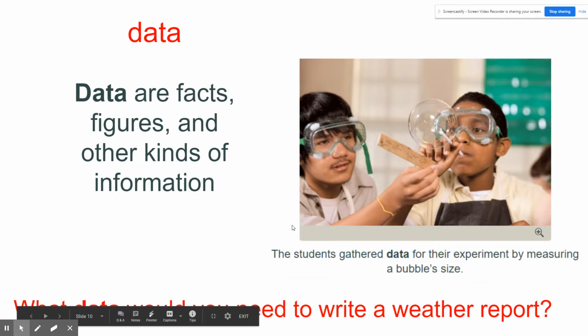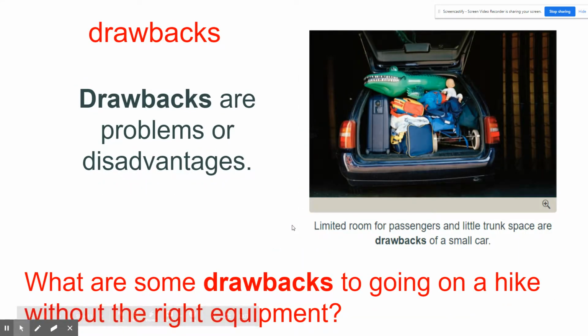Okay, next one is drawbacks. So drawbacks are problems or disadvantages. Limited room for passengers and a little trunk space are drawbacks of a small car. So drawbacks are disadvantages, things that aren't so good about something. What are some drawbacks to going on a hike without the right equipment?